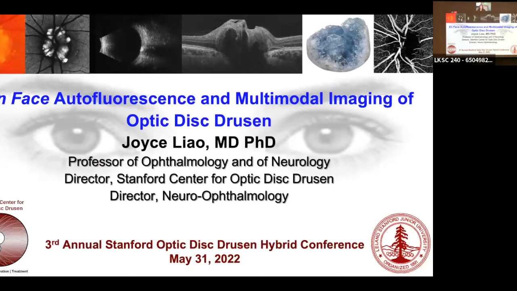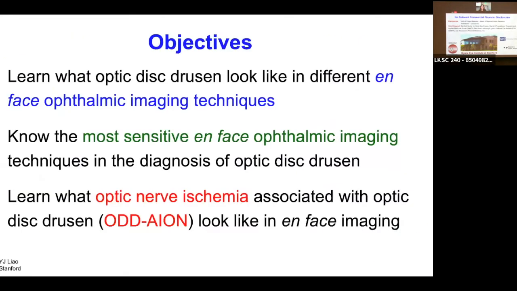All right. Thanks, everyone. I'm going to talk about multimodal imaging with the emphasis on autofluorescence imaging. I have no commercial financial disclosures. So the objectives for this talk are to, one, learn what optic drusen look like in different en face ophthalmic imaging techniques. Two, know the most sensitive en face ophthalmic imaging technique. The gold standard is enhanced depth imaging optical coherence tomography, but what else can you use? And third, learn what optic disc edema look like, the so-called ODD-AION, on en face imaging.